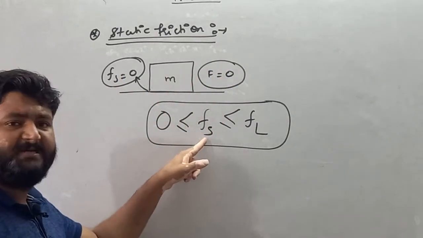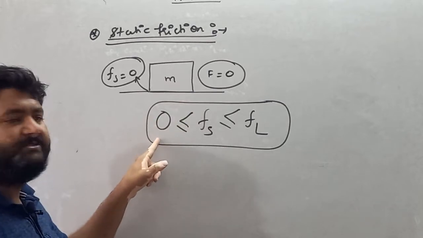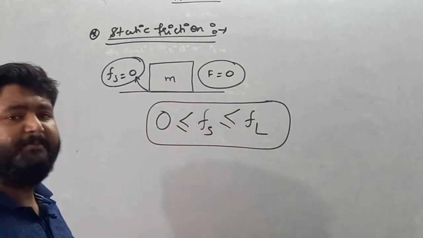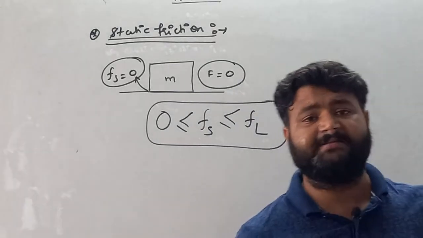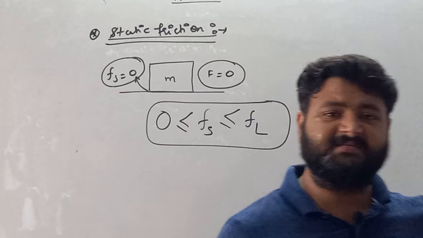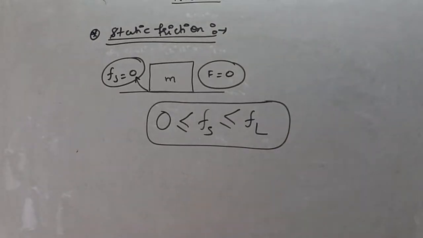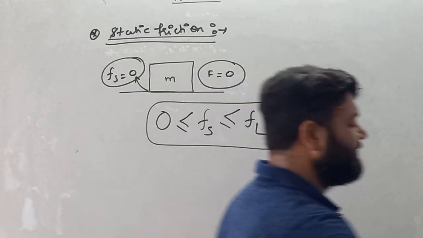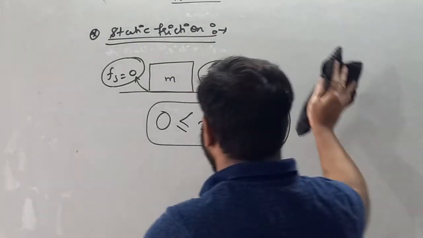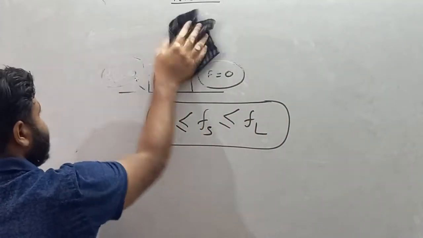So static friction must lie greater than or equal to 0 but less than or equal to limiting friction, because we know that the value of limiting friction is the maximum value of static friction. So this inequality equation, my dear student, is very important. Remember this thing, the value of static friction must lie greater than or equal to 0 but less than or equal to limiting friction. Moving forward, my dear student, write down the next topic, law of limiting friction.